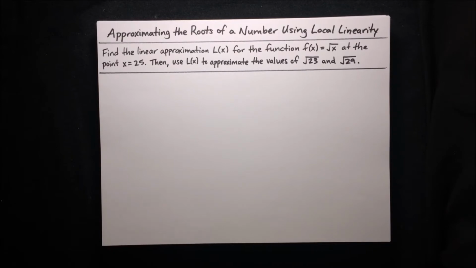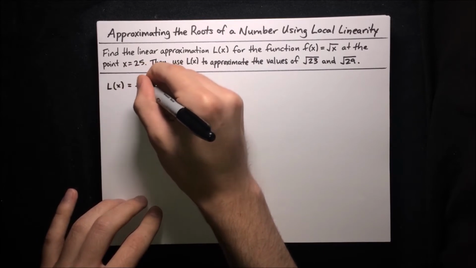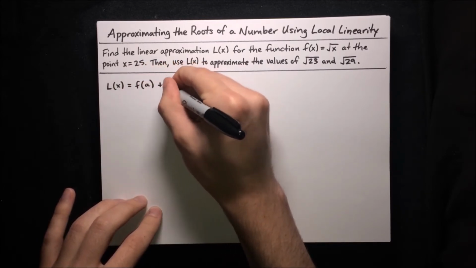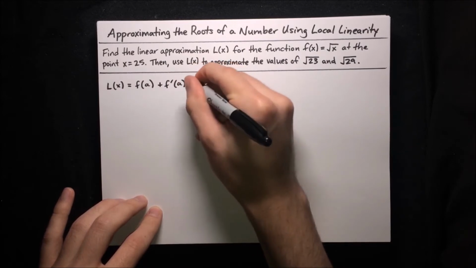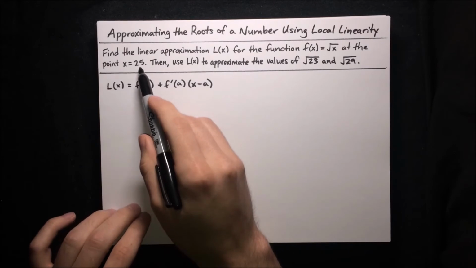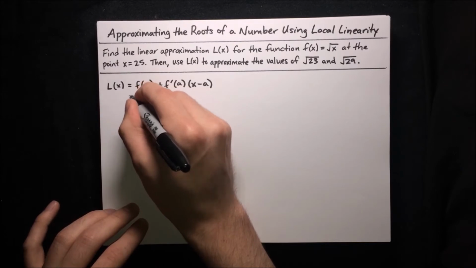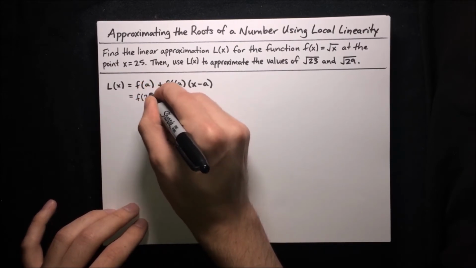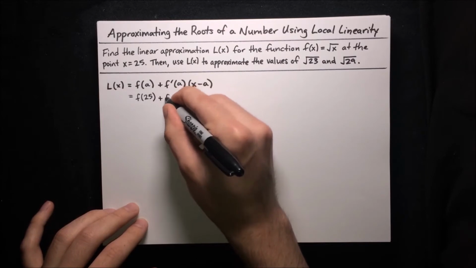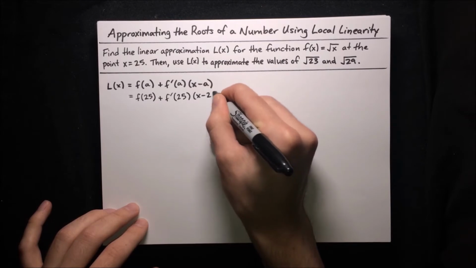Alright, so first of all, remember the general formula for the linearization of a function at a point, x equals a, that's given by L of x equals f of a plus f prime of a times x minus a. Here the point in question has x equals 25, so 25 is our value of a. Let's go ahead and write that in. So L of x equals f of 25 plus f prime of 25 times x minus 25.